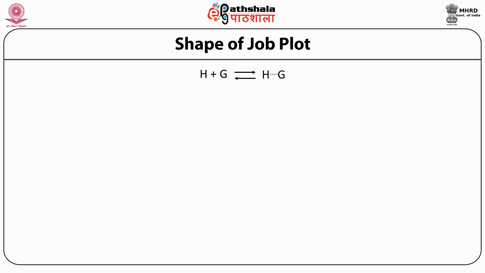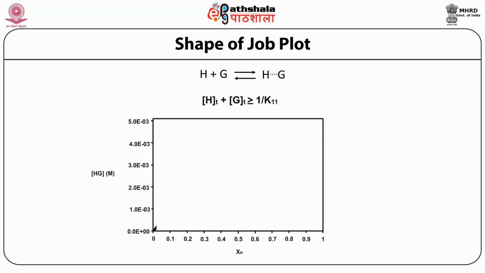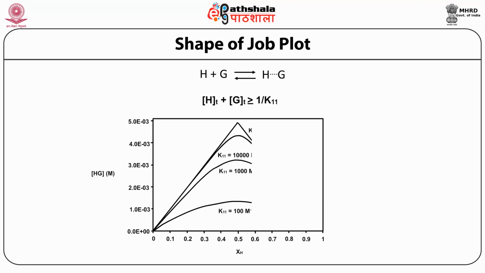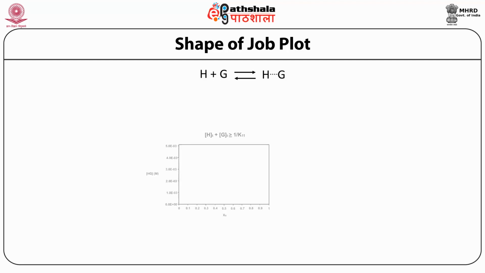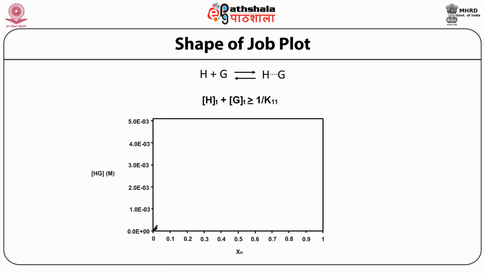Another interesting feature is the shape of the Job plot. Now if the Job plot is very sharp, as you can see from the following graph, sharp Job plots indicate a very high binding constant. However, you can see that K11, which is 100 mole inverse, gives a very broad Job plot. So that is associated with a lower binding constant.